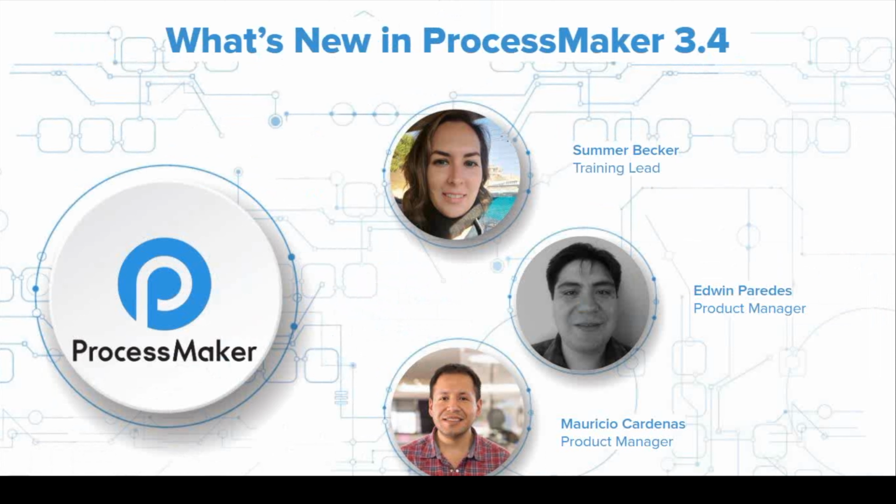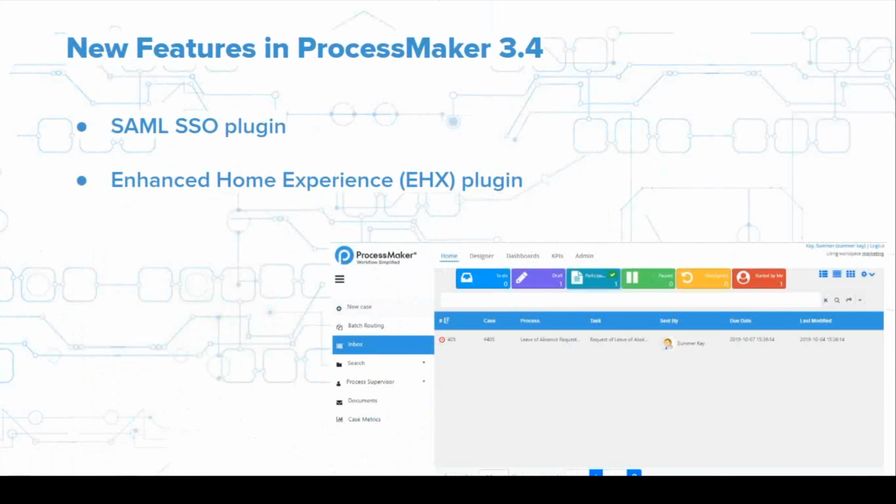Before we get to the demos, I will also be giving you a short introduction, which I will start right now. The new features in ProcessMaker 3.4 include two new plugins. First of all, the SAML SSO plugin and the Enhanced Home Experience plugin, also known as the EHX plugin. The SAML SSO plugin offers connections to a lot more service providers so that you can authenticate through those providers to log into ProcessMaker.